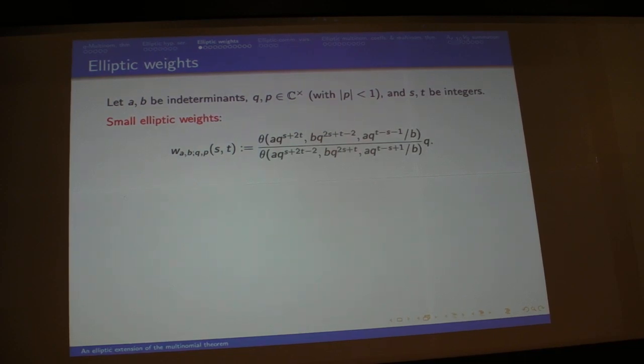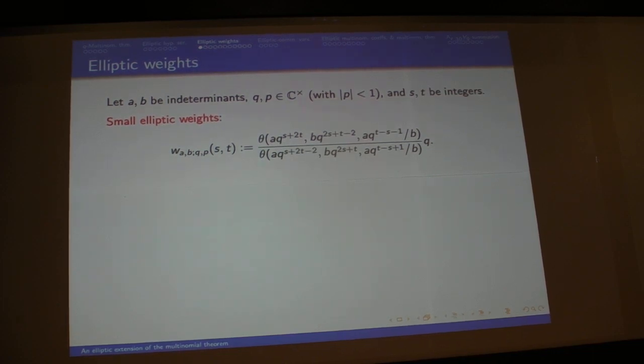Now something particular to my methodology: I'm using elliptic weights. These weights depend on a position (s,t) in the lattice Z^2, let's say. They depend on a and b in addition to the base q and the nome p. We have a product of three theta functions in the numerator and three in the denominator. Of course this is elliptic also, which one can check. And this can be considered an elliptic extension of q.